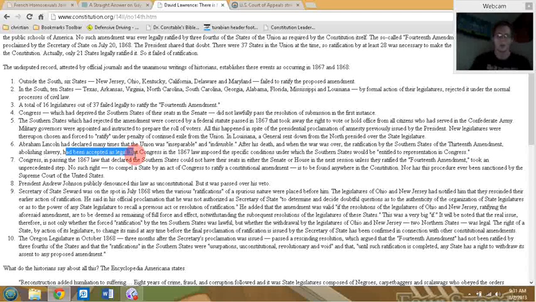No such right to compel a state by an act of Congress to ratify a constitutional amendment is to be found anywhere in the Constitution, nor has this procedure ever been sanctioned by the Supreme Court of the United States. President Andrew Johnson publicly denounced this law as unconstitutional, but it was passed over his veto, as I just mentioned to you.